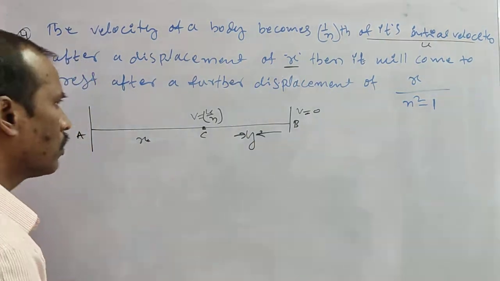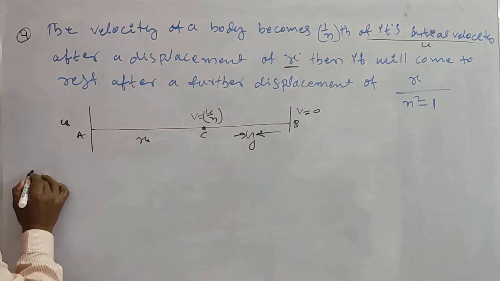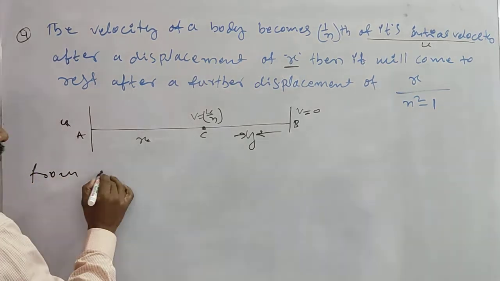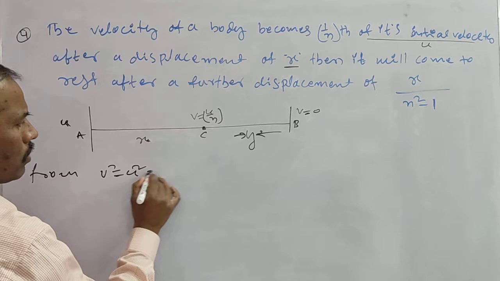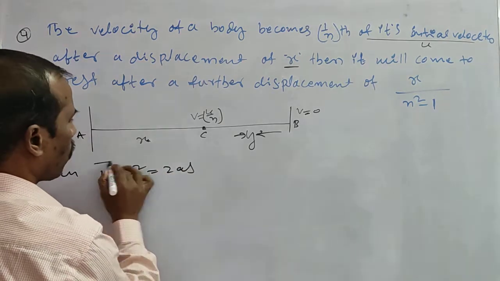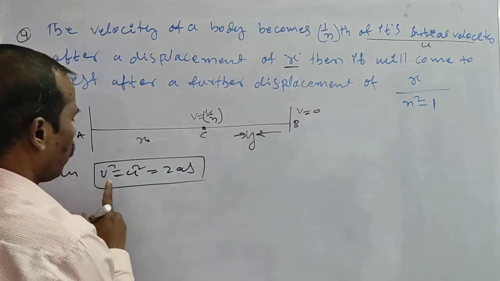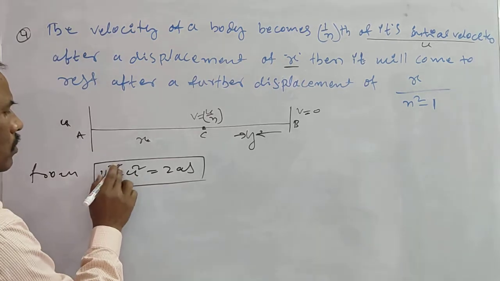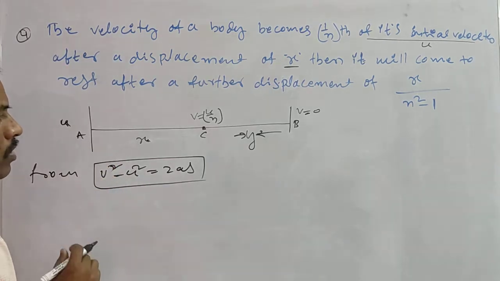Now from the equation v square minus u square is equal to 2as, from this formula, v square minus u square is equal to 2as.